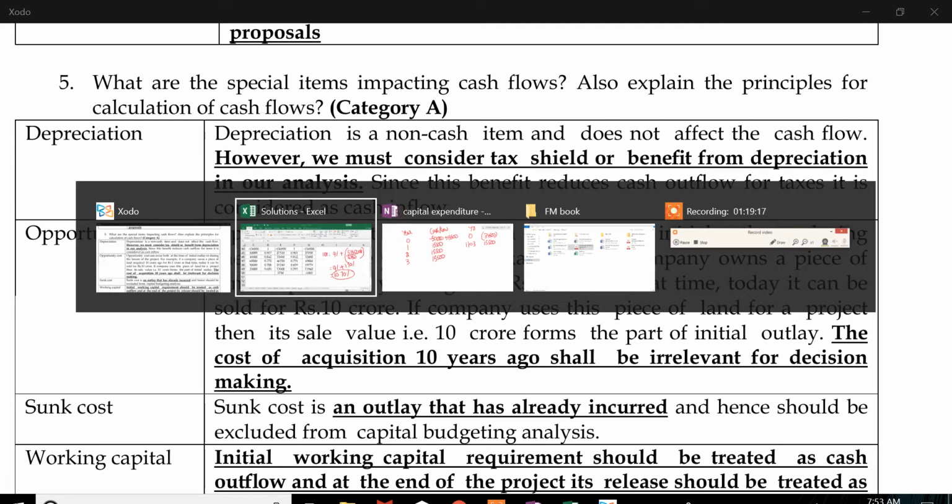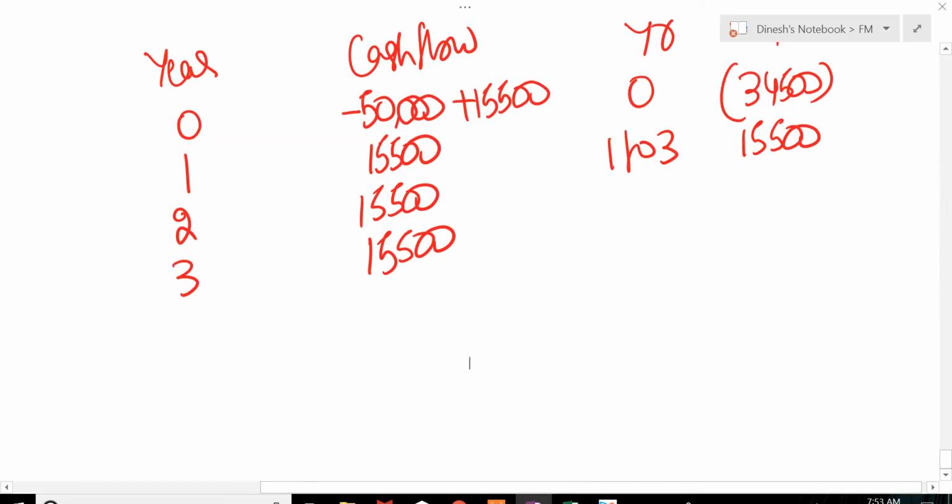Should I consider this 10 lakhs as a relevant outflow in my analysis? When I do my capital budgeting analysis, should I consider this 10 lakhs as an outflow? The market survey is being done just because you want to set up a factory. Should you consider this 10 lakhs in your analysis? I want your participation. What will you do? The answer may look like yes, but the answer is no.